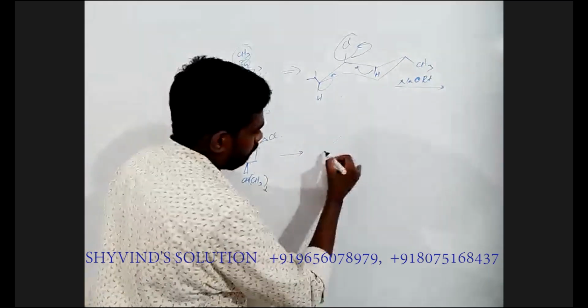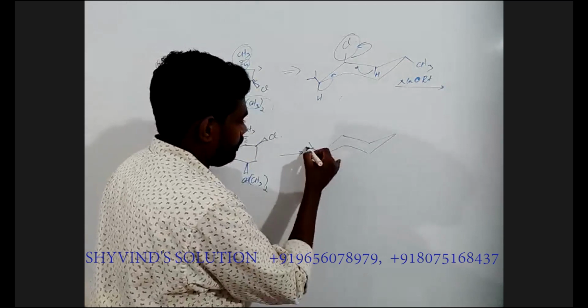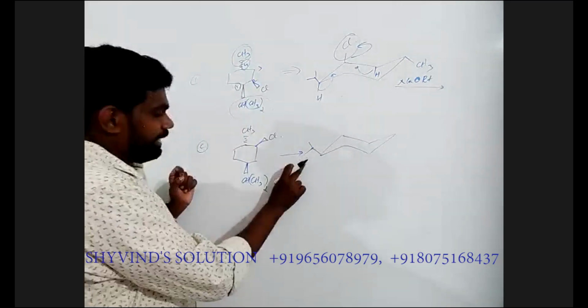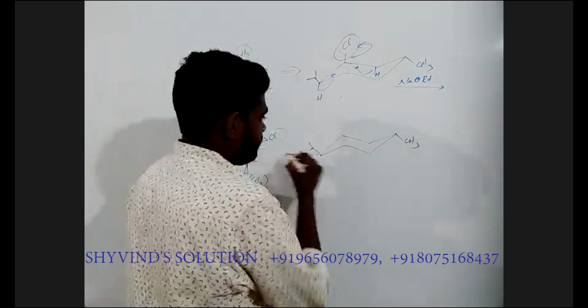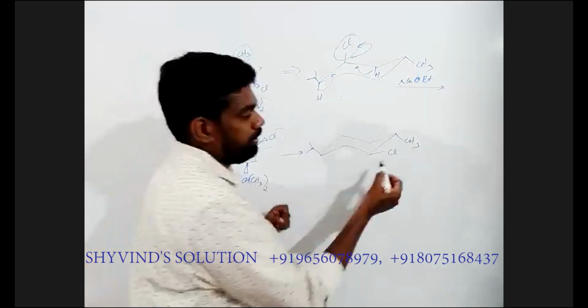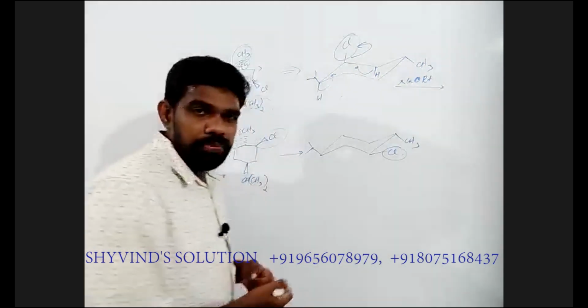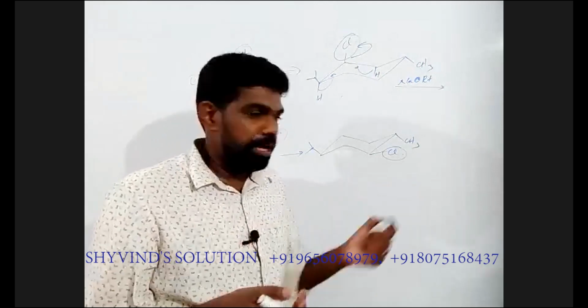So how can we represent it? Okay, anchoring group should be at the equatorial position. CH3 is here, but the chlorine is at cis. So chlorine will be here. So you can see the leaving group is at the equatorial position. So if the leaving group is at the equatorial position, there is no group anti-periplanar to this chlorine.